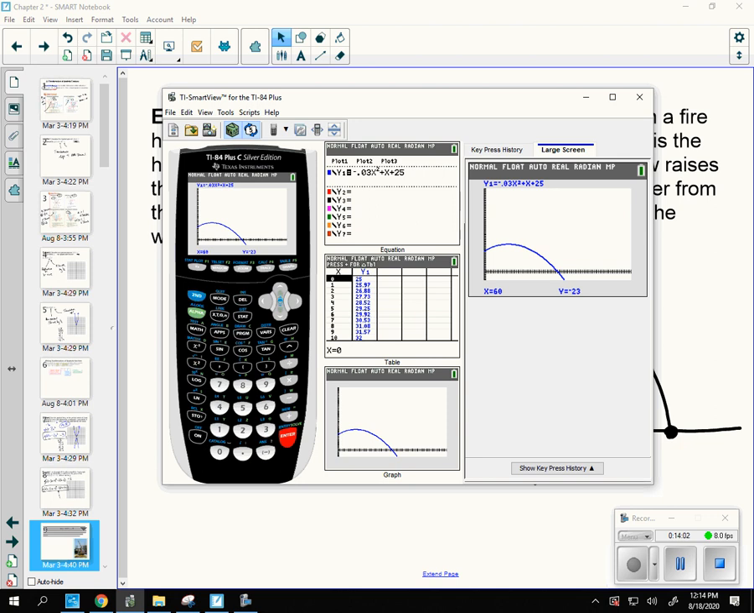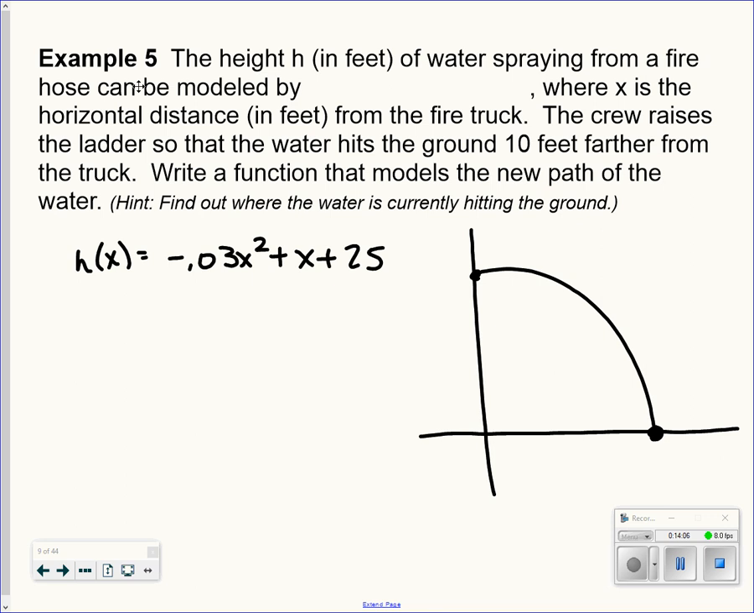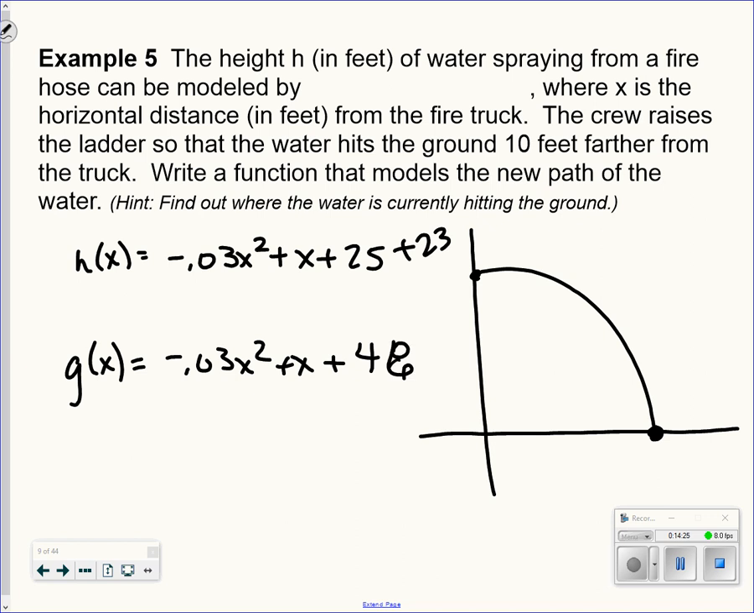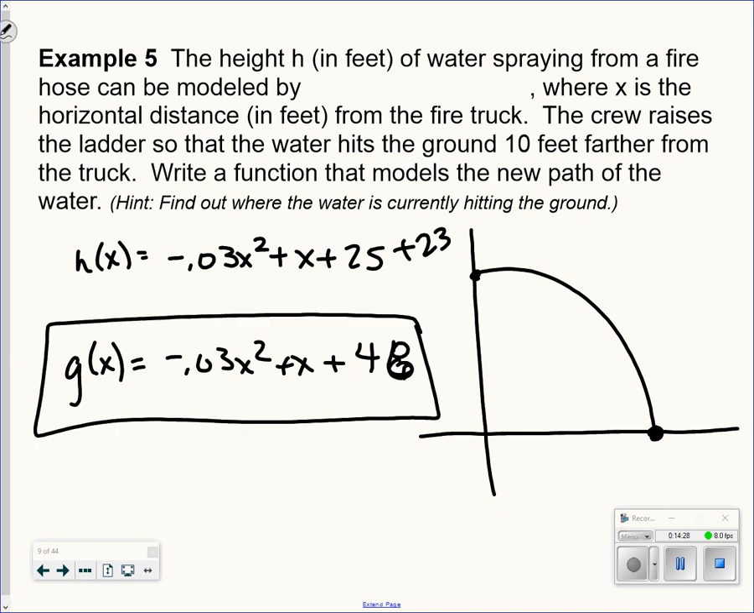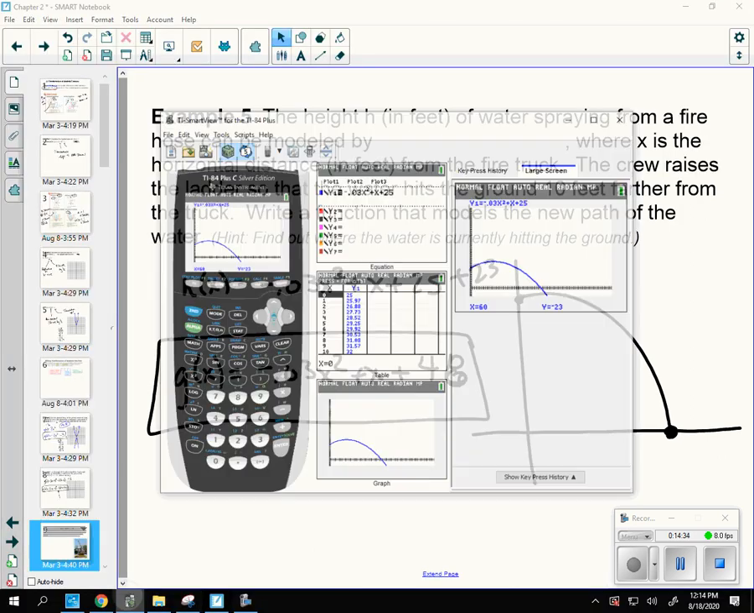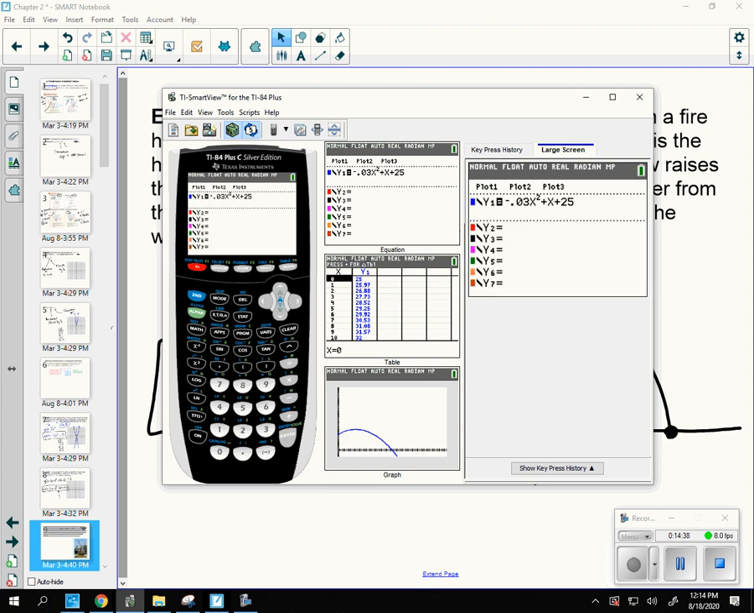So I'm going to close this off, and I'm going to put in what would happen if I added 23 to this equation. My new function, my g function, I'm going to make a new one: negative 0.03 x squared plus x plus 48. If I went to this function, what would happen? Okay, so I added 23. I went up. So I'm going to go back to my graphing calculator, go to y equals, and enter negative 0.03 x squared plus x plus 48, and then hit graph.